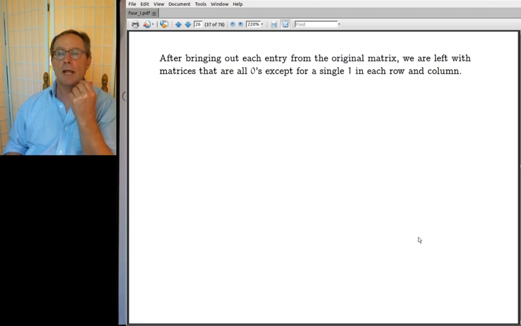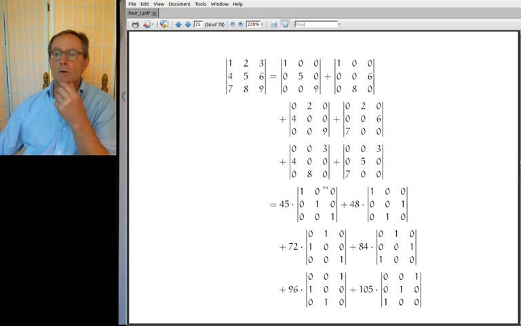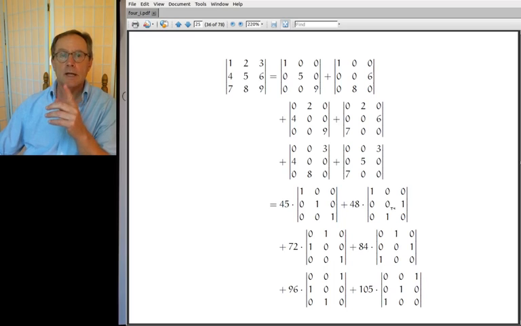So after bringing out each entry from the original matrix, we're left with matrices that are all zeros except for a single one in each row and column. So this determinant right here inside 48 is what it'll be. But the determinant of this matrix will be -1 because it takes one row swap to bring this to the identity. The determinant of this one is -1 because it takes one row swap to bring it to the identity, swap row 2 and 3.